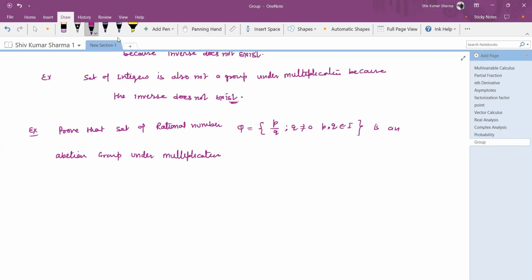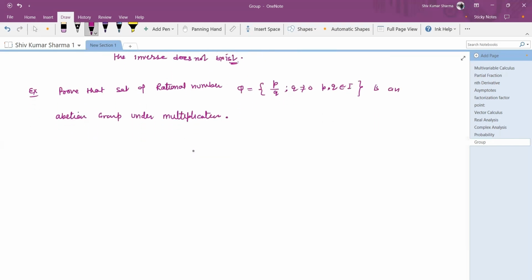Under multiplication. So you remember, the set of rational numbers will be an abelian group under multiplication. Same, we do the solution. First, it must satisfy the closure property. So for the closure property, let a equal 1 by 2, we can take any fraction, and b equal 3 by 4. Then a into b, that means 1 by 2 into 3 by 4 is equal to 3 by 8.